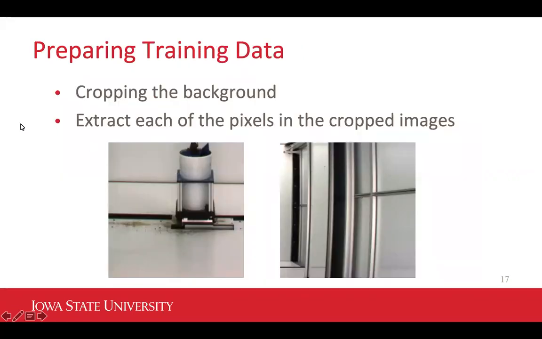So how do we prepare training data? We prepare training data by chopping the background. The background class is very easy to prepare. Once you have an image, you know which part is a background. So we just chop and we extract each of the pixels in the chopped image. So background is very easy.